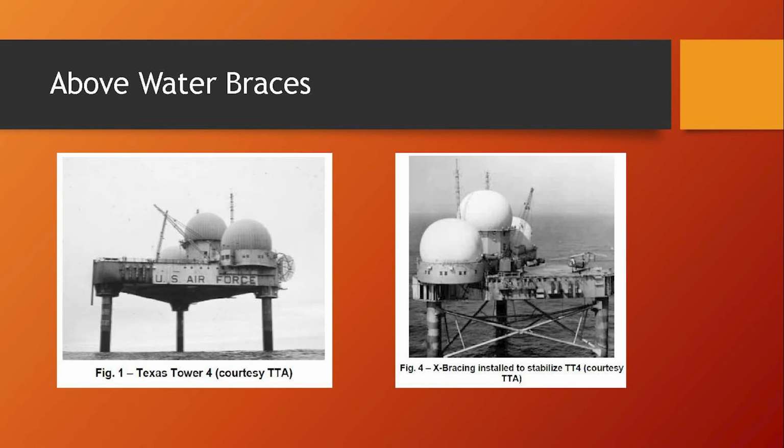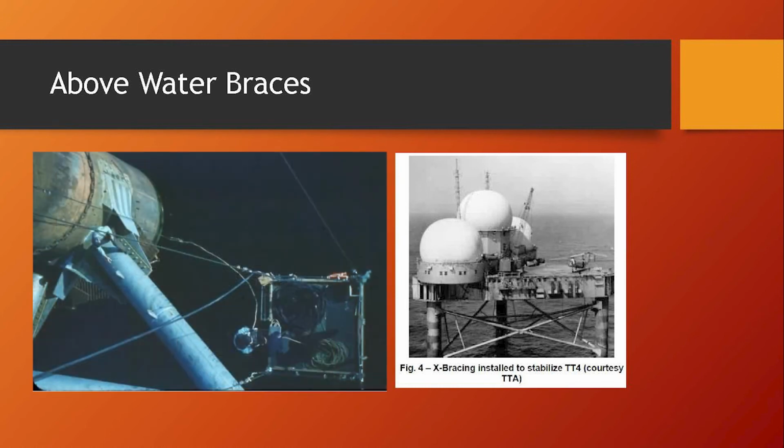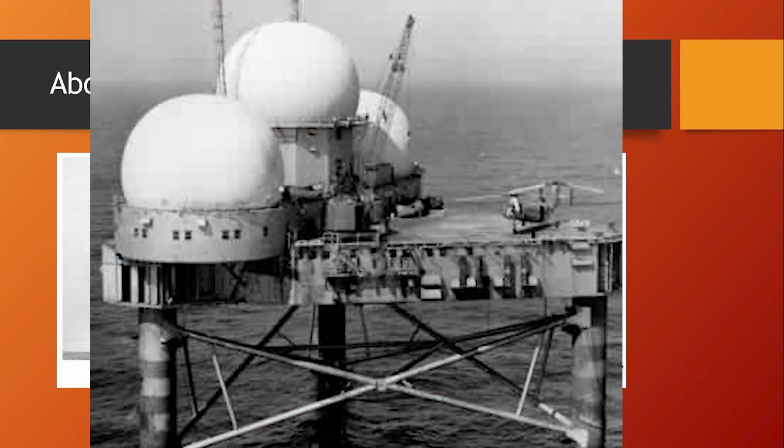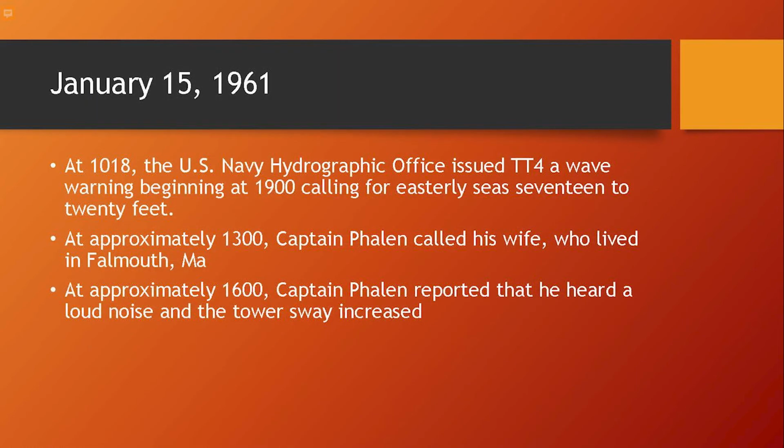After damage acquired in Hurricane Donna, above-water X-bracing was installed to stabilize the tower. This bracing went against the original design to keep bracing out of the wave action zone. On January 15, 1961, at 10:18 a.m., a wave warning was issued for Texas Tower 4, but neither the tower or the Otis Support Squadron ever acknowledged this.